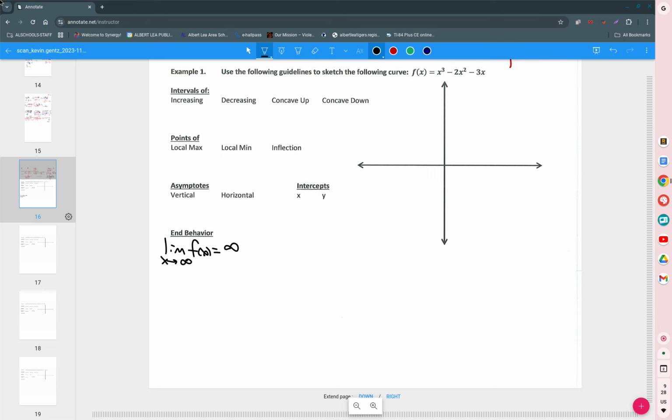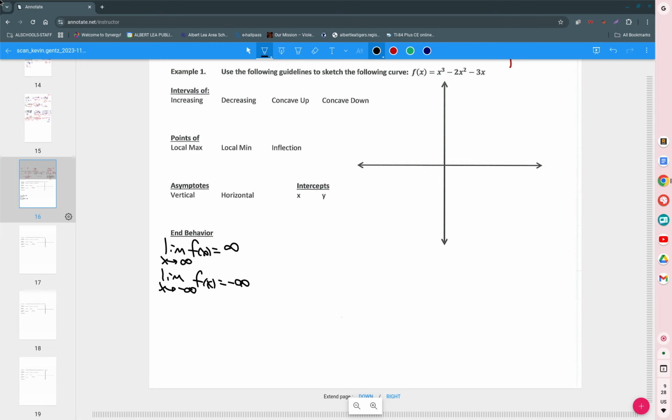How about where does it start? Does it start up or down? Down, why? It's odd, so the limit as x goes towards negative infinity of the function is equal to negative infinity. So that tells me it starts down, finishes up. Everybody locked in there? Okay.